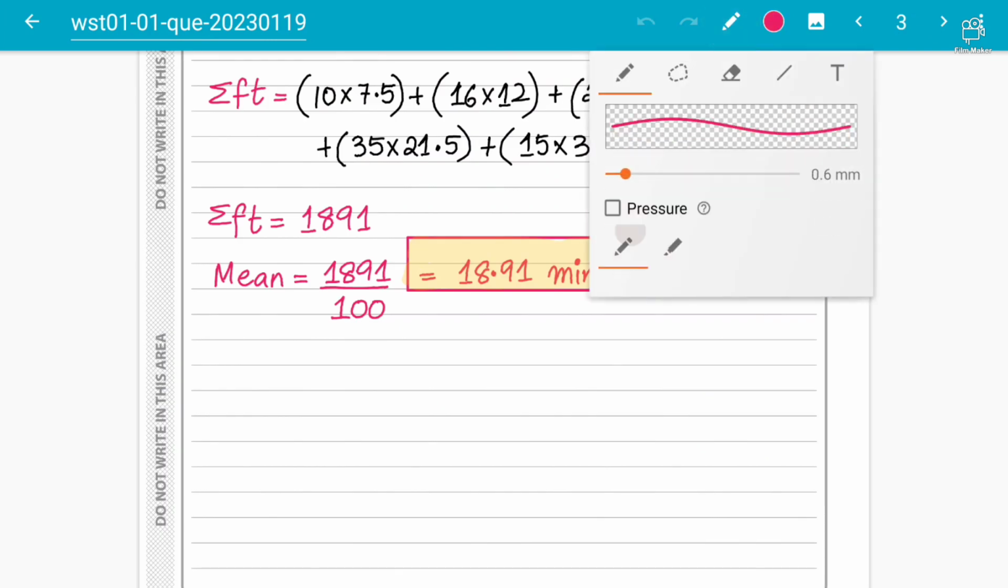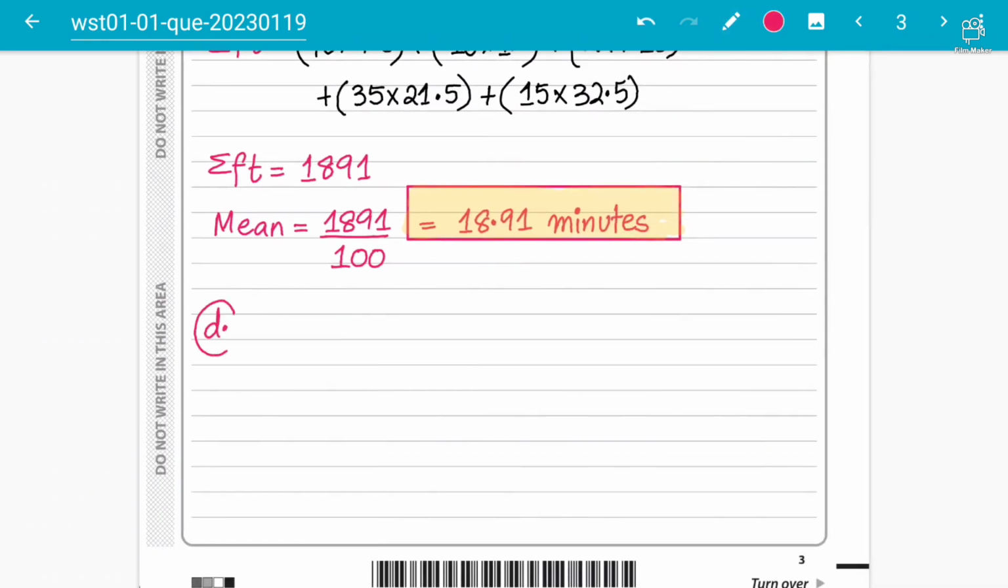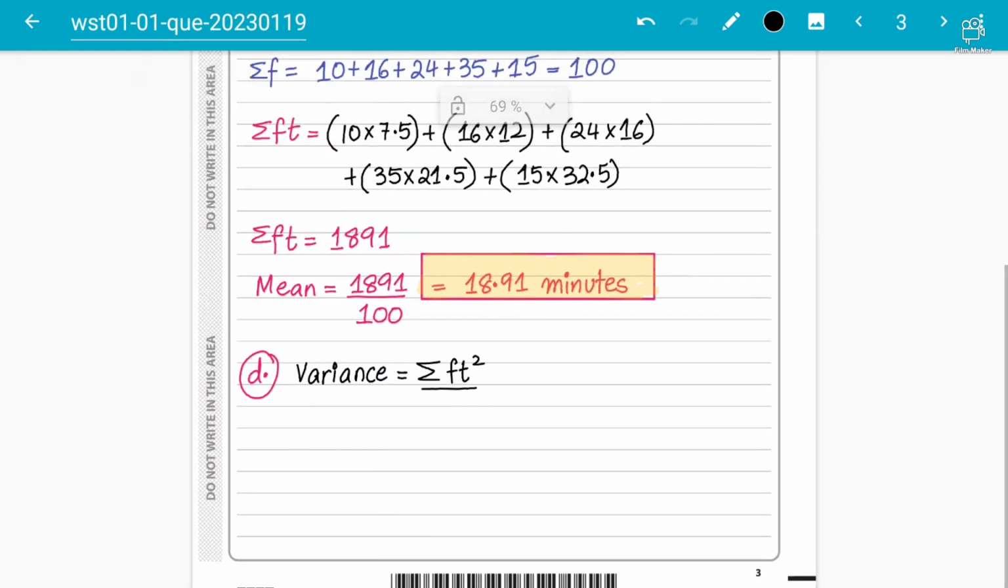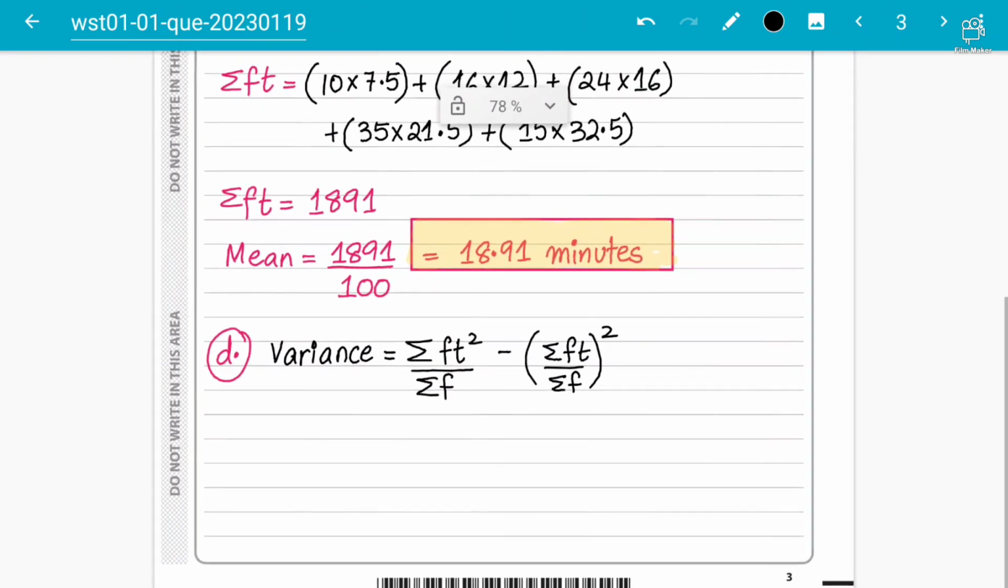First thing, students need to understand that you cannot find the standard deviation directly. First you will have to find the variance. The square root of the variance is the standard deviation. Variance is the summation of ft square divided by n, that is divided by the summation of frequency, minus the mean square. You have to subtract the mean square.